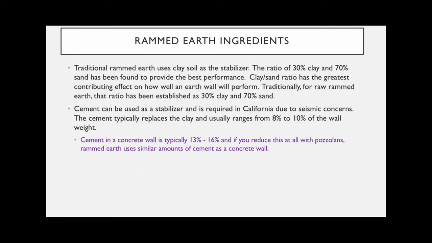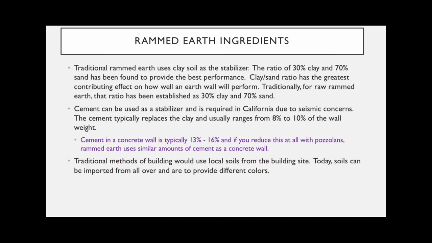So there's more cement in that mix, but if you add any pozzolans at all and remove some of the cement, you're getting close to using the same amount of cement in a rammed earth wall as you are in a regular concrete wall. So that's a little disappointing, and even though it's a lower percentage, your rammed earth walls tend to be at least 2 times thicker than your concrete walls. So in the end, you're using the same amount, if not more, cement in a wall.